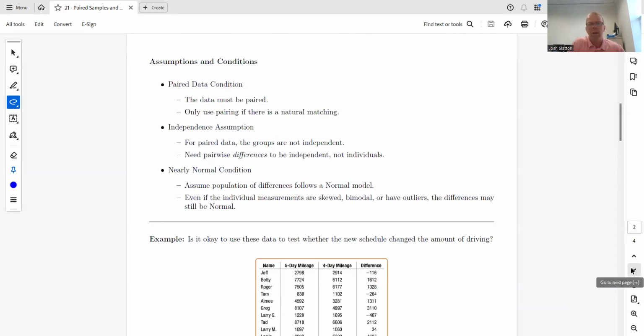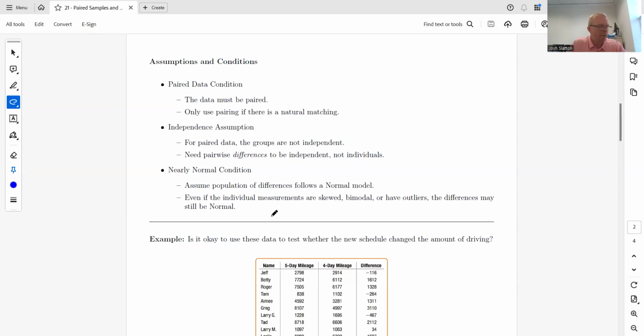So, assumptions and conditions: data must be paired. There must be a natural matching. Obviously with the driving, we have the same driver driving one schedule and then the next schedule. With the kids, we have them doing one with each hand. For paired data, the groups are not independent, but we do need pairwise differences to be independent. In other words, this difference is independent from that, is independent from that, and so on. Those do need to be independent, but this column is not independent of that column.